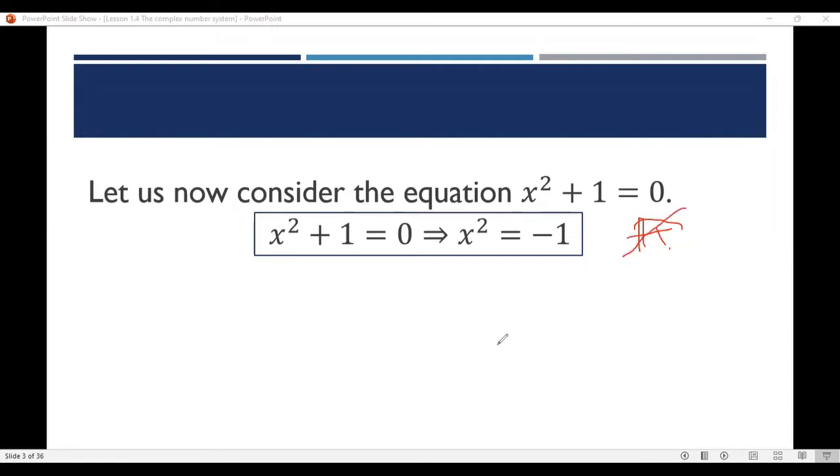So ngayon, paano ngayon yun kung hindi siya pwede sa real number? So kailangan natin mag-extend ng isa pang system. Okay? Kasi hindi pwede ito sa real number. Wala siyang solution under real number. So, kailangan natin mag-extend ng isa pang system, number system.